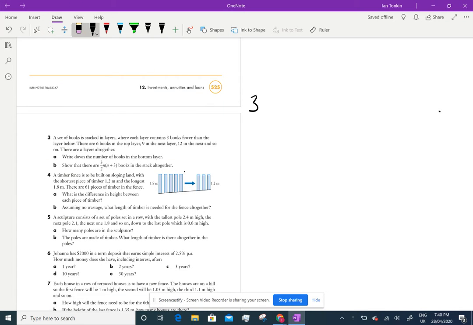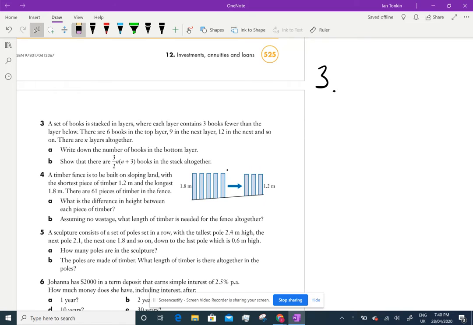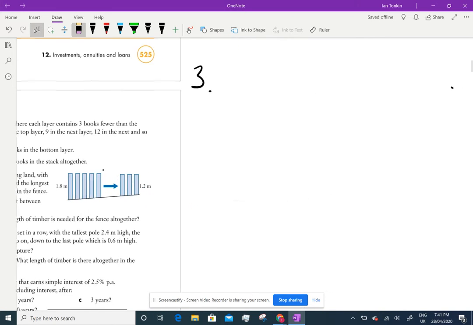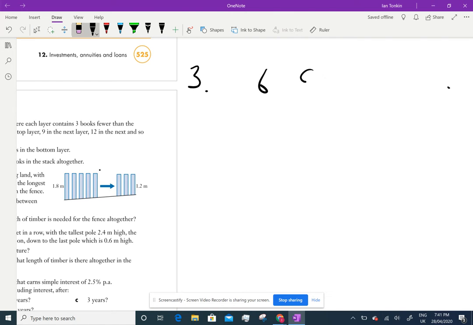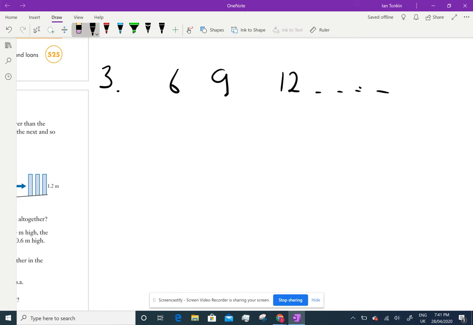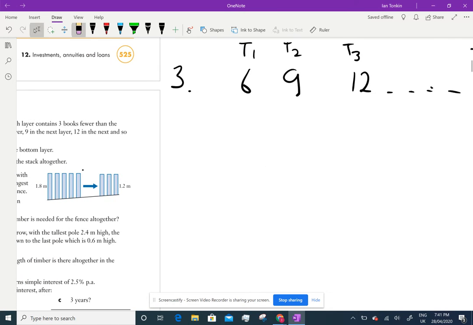Now in question 3, they word this quite unusually. A set of books is stacked in layers, where each layer contains 3 books fewer than the layer below. So the top layer has 6. So I've got 6, and then the next layer 9, and the next layer 12, all the way up. This is the top layer, the first, the second, the third. I'm going up to the nth layer.